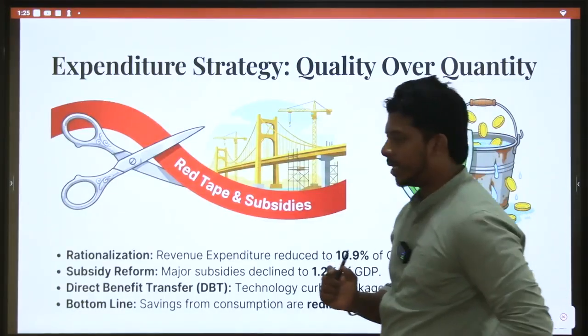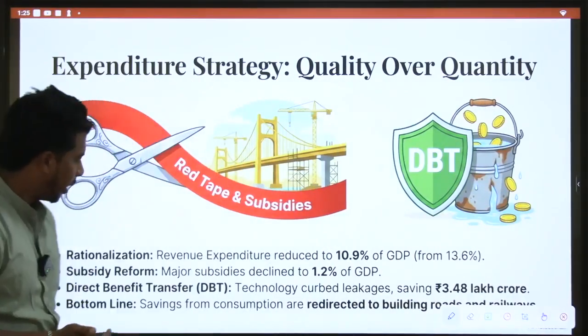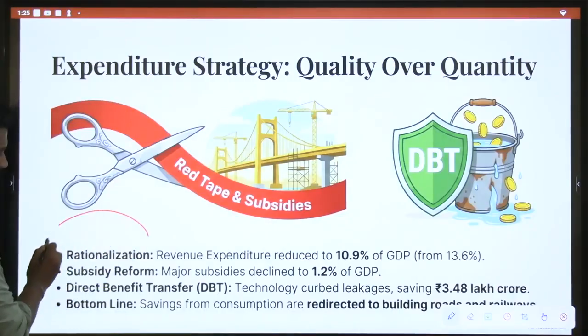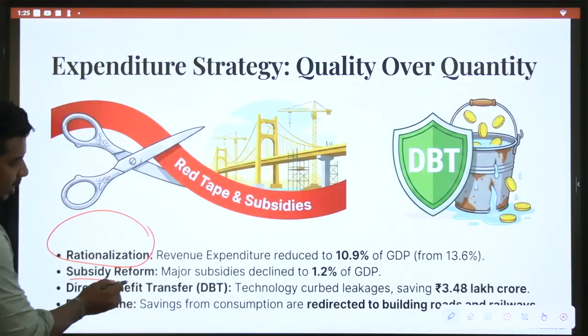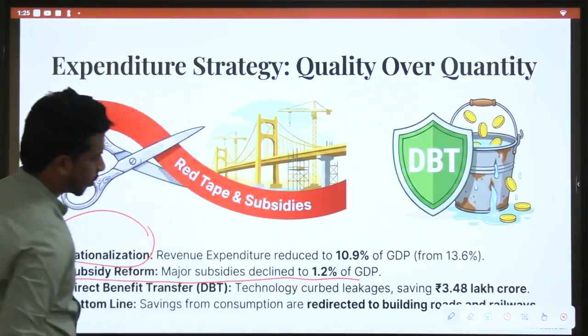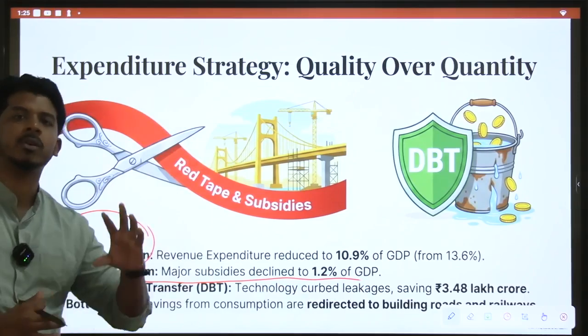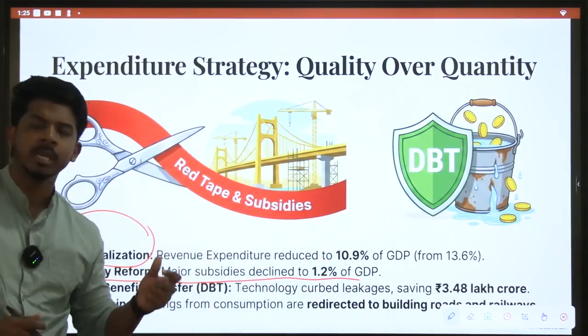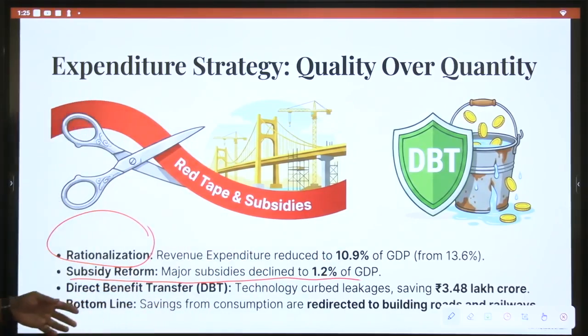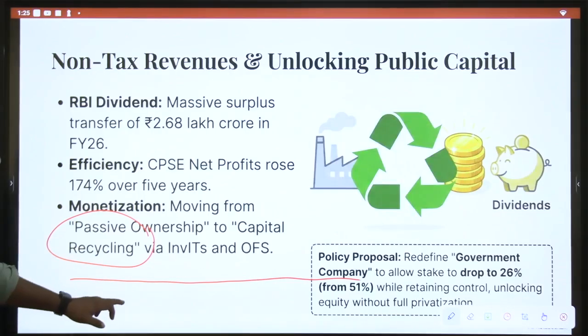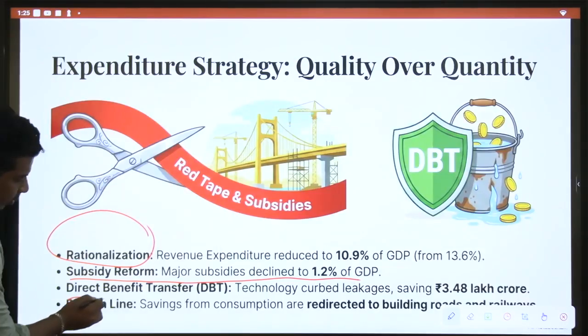So it is rationalizing. I told you revenue expenditure should be rationalized. Like it is reforming subsidies. The amount of subsidies, the volume, is decreasing, but without compromising the genuine subsidies. Fraud accounts are being removed. And they have introduced something called DBT, direct benefit transfer.